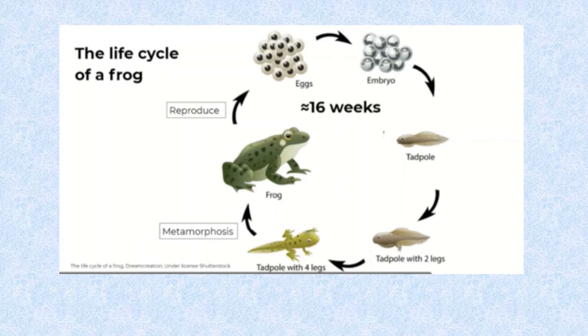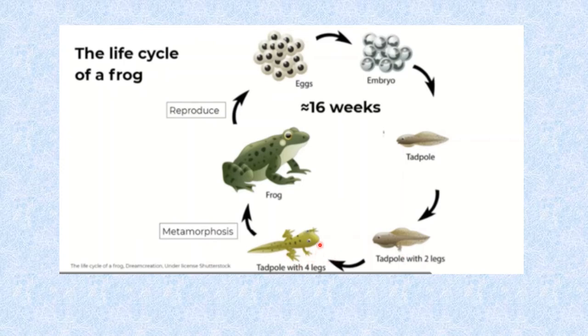Again, let's start at the egg stage. So you know that frogs' eggs are called frog spawn, and they're laid in big clumps together. These tiny dots here are what we call the embryos, which are inside this protective jelly. The embryos gradually turn into tadpoles. And then when the tadpoles come out of the eggs, they hatch, they fight their way out, and they've got that instant food source near them through the jelly, they will eventually start to grow two legs.